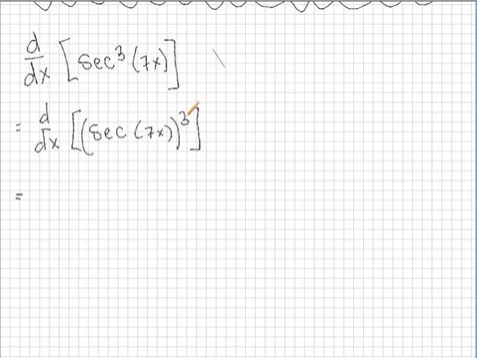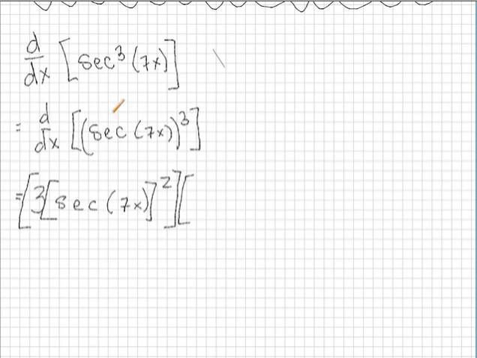So let's go ahead and bring down the 3. And then we're going to take everything that this cubic function encapsulates, and we're going to rewrite it. So secant 7x, and then we're going to drop down this exponent by a value of 1 so that it becomes a square. Let me actually put some outside brackets around this. So that's our first differentiation.